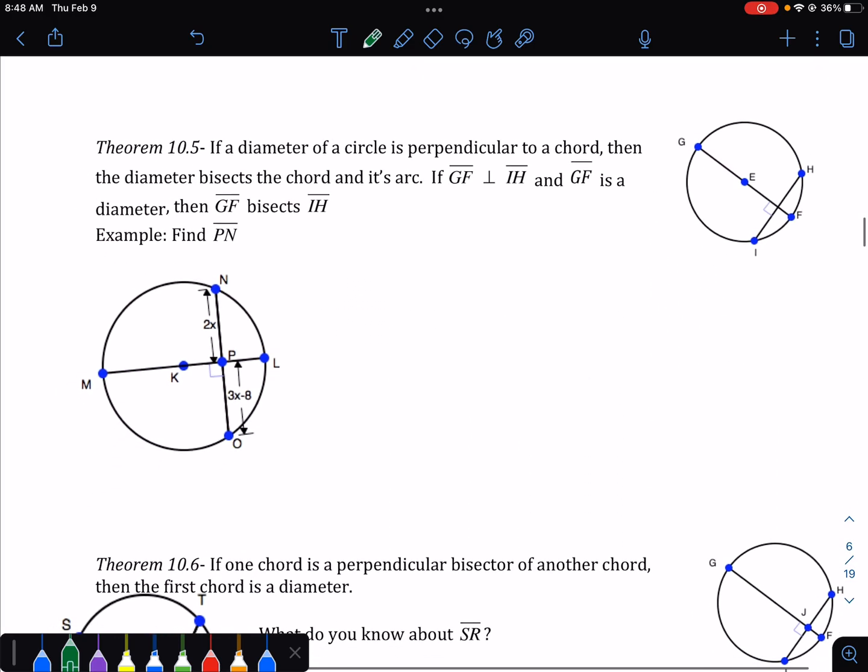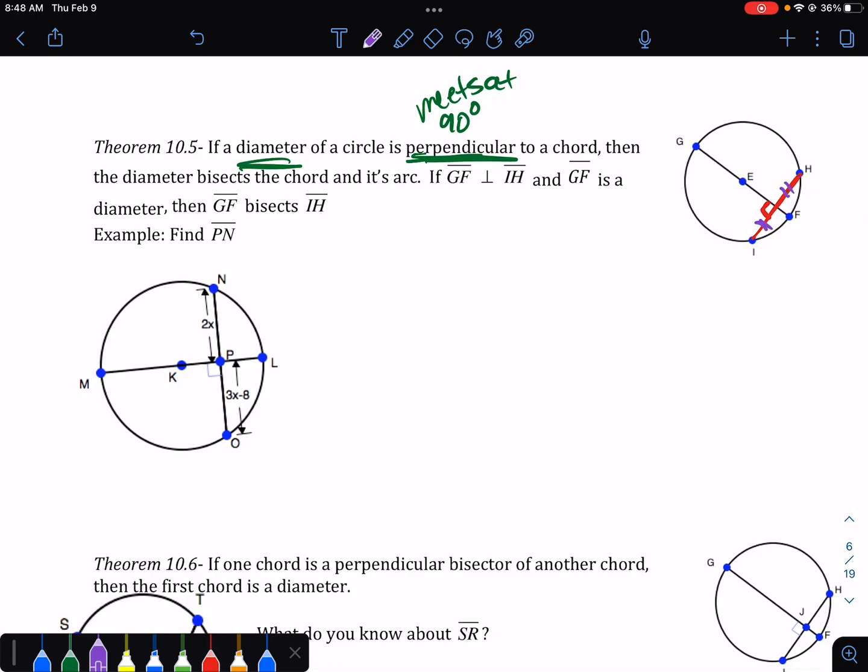If we look at the next theorem, it says if a diameter of a circle is perpendicular, remember that means at 90 degrees, to a chord, remember our chord is a segment, then the diameter bisects the chord. So here we have a diameter. If it's perpendicular to a chord, so here's a chord, then it has to bisect the chord, which is this part, and the arc. So we know that this is congruent to this, and we also know that the arc is congruent to the arc.